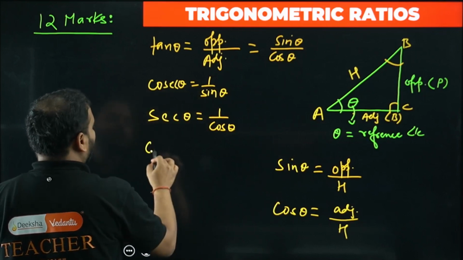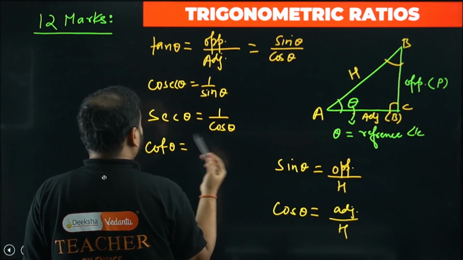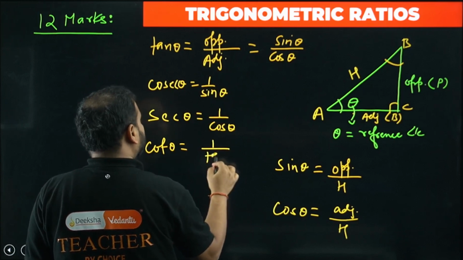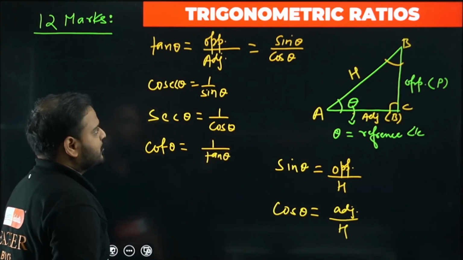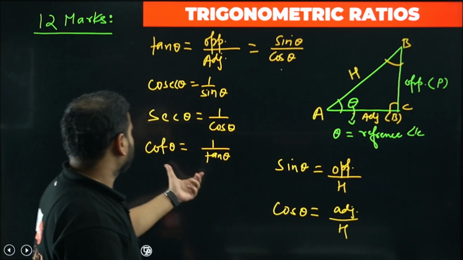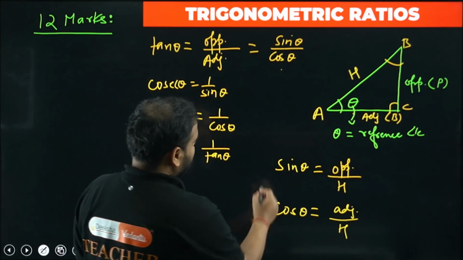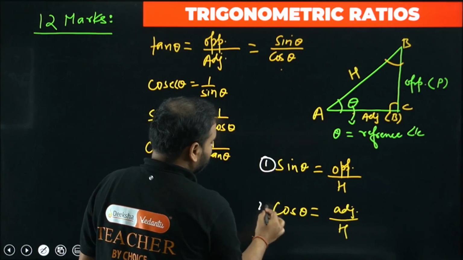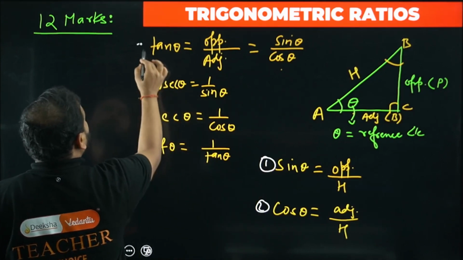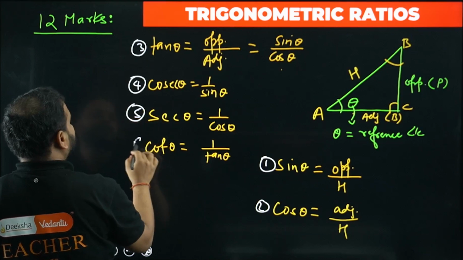And for cot theta, we have the reciprocal of tan theta. So we'll get cos by sine. Clear now? So there are a total of 6 trigonometric ratios. Please have a look: ratio 1, 2, 3, 4, 5 and 6.